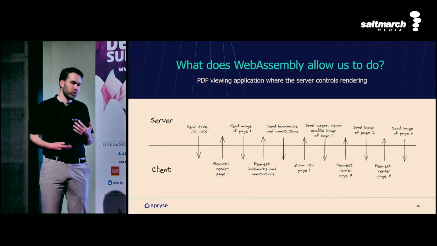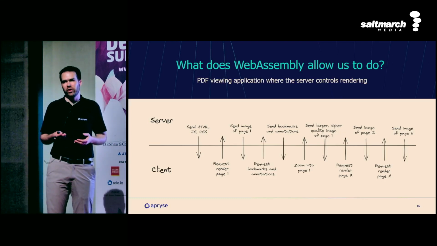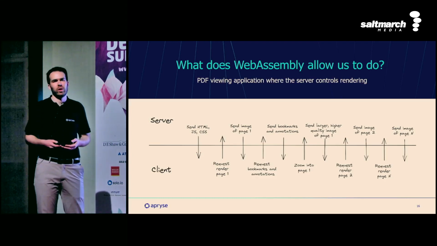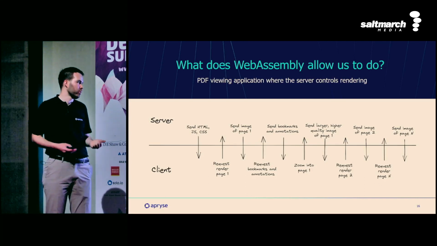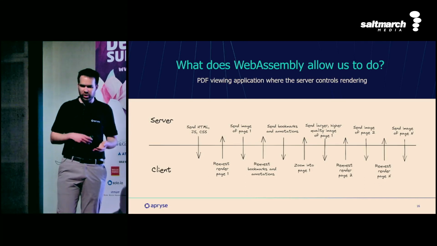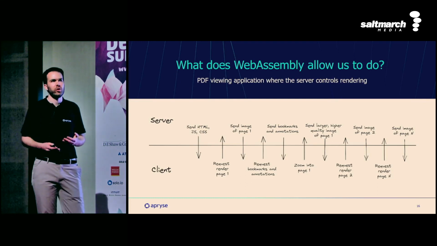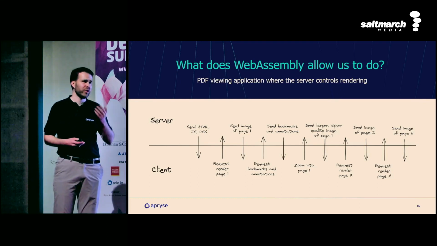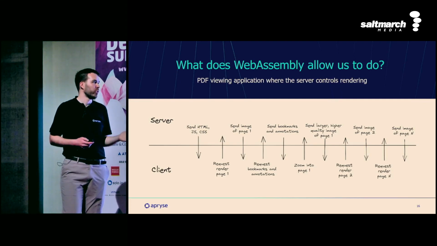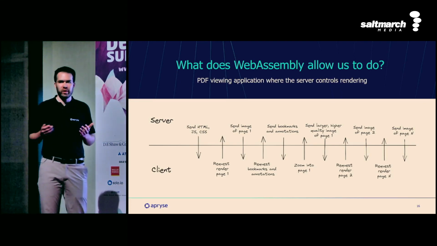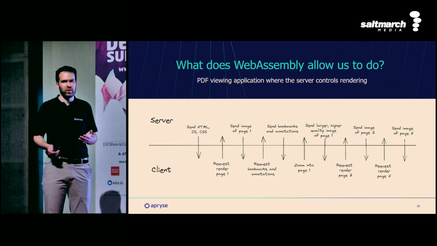The client then zooms into page 1. The server needs to generate a higher resolution image for page 1. So the user scrolls to page 2. We need to render page 2, and et cetera, going on and on. So all these actions require a server to do some extra work. You can imagine as we get more users, this is just one user, we're going to have to be thinking about our scaling for sure. This is server intensive.